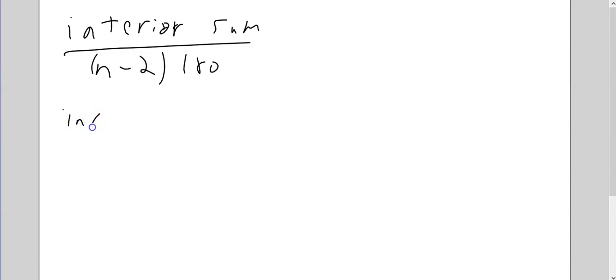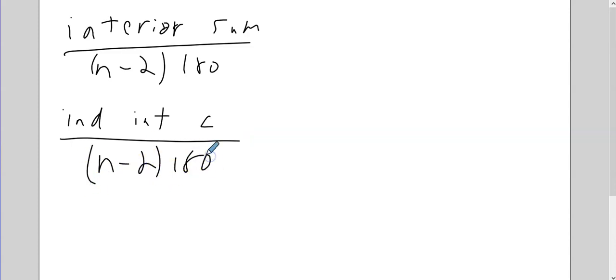Now, if you want the individual interior angle, you take that same formula, which gives you the total of all the angles, and divide by the number of angles, or number of sides. So if it's a 10-sided figure, you're going to do 10 minus 2, which is 8, times 180, but then divide by 10, because there's 10 angles. And the total divided by the number of angles will tell you the individual angle measurement.